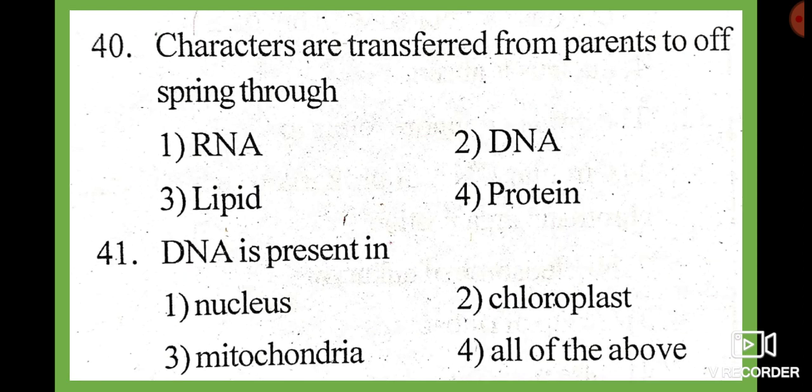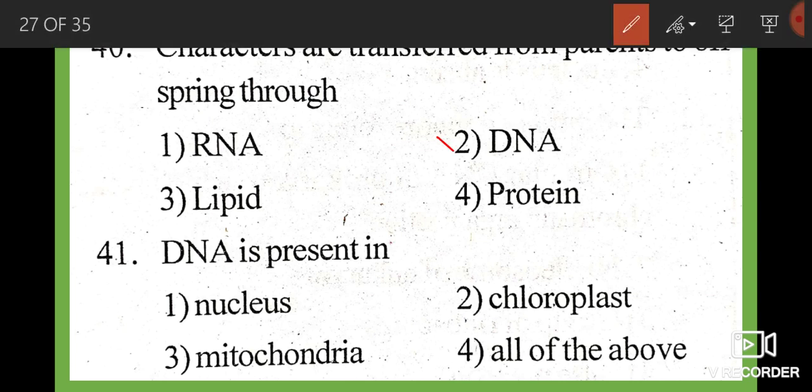Question number 40. Characters are transferred from parents to offspring through. The right option is D, 2. That is DNA. Question number 41. DNA is present in. The right option is the 4th one, all of the above: nucleus, chloroplast, mitochondria.